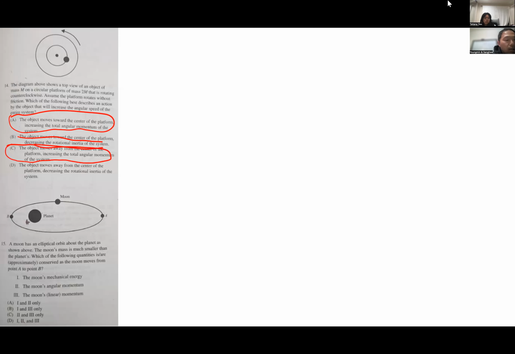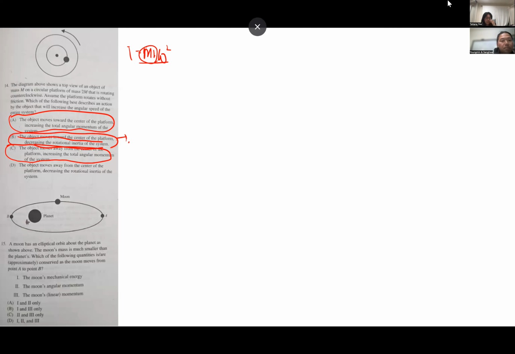And to decrease rotational inertia, you have to move that object toward the center of the platform, because the definition of rotational inertia is what? I is the mass times r squared. So if you stay close to the center of the rotational axis, then you have a smaller rotational inertia. So in that sense, B should be the answer.